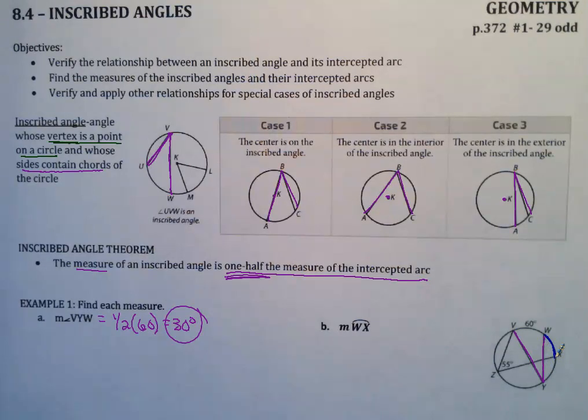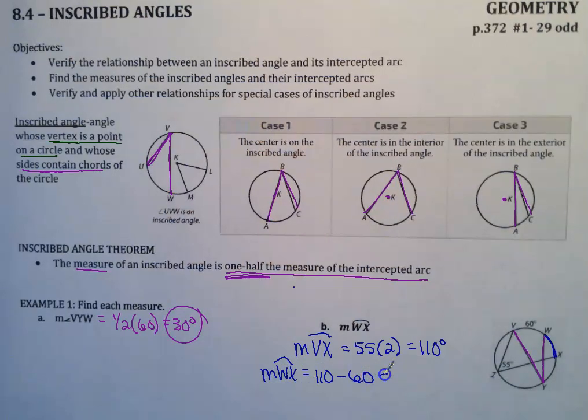Let's take this a little further. Where'd you get 110 from? Because 55 plus 55, and then minus 60. So what arc would that be? The 60 would be from B to X. So the measure of arc VX would be 55 times 2, which is 110. That is excellent. And then you said we could subtract, so 110 minus 60, for the measure of arc WX, is 50 degrees. Nice job. Very good connections.